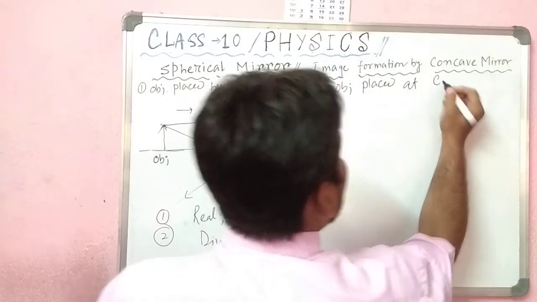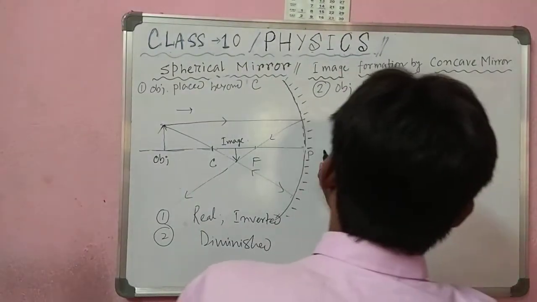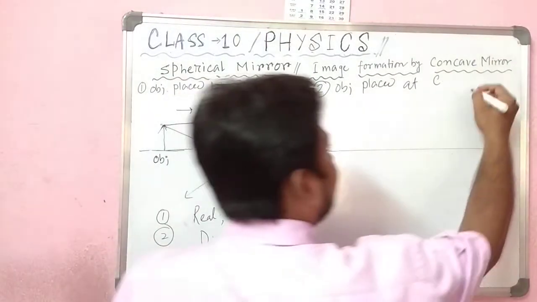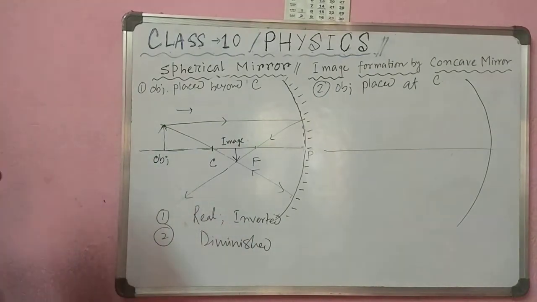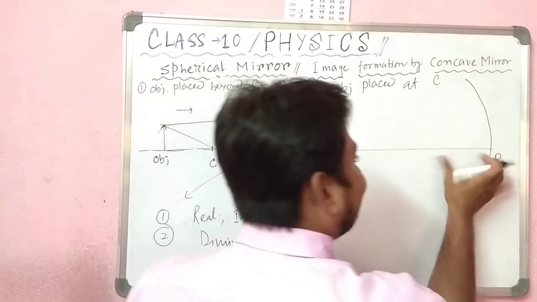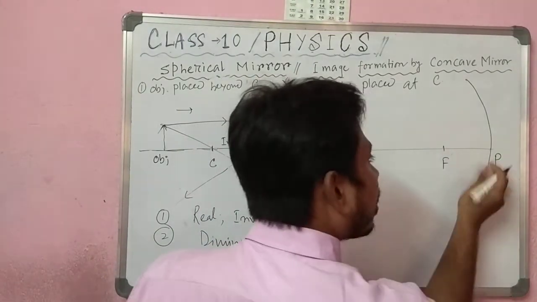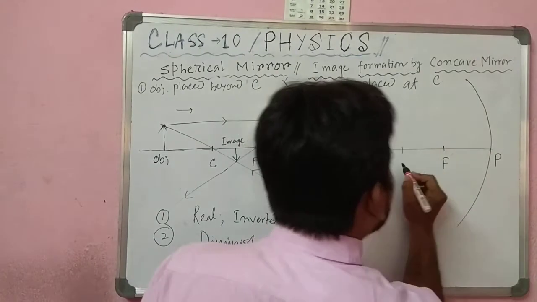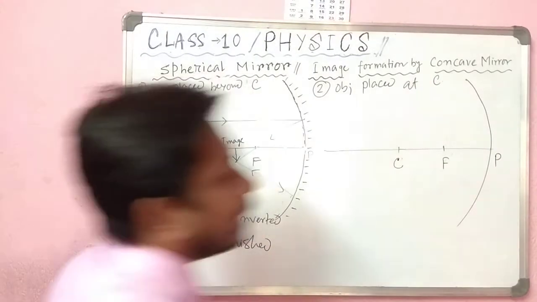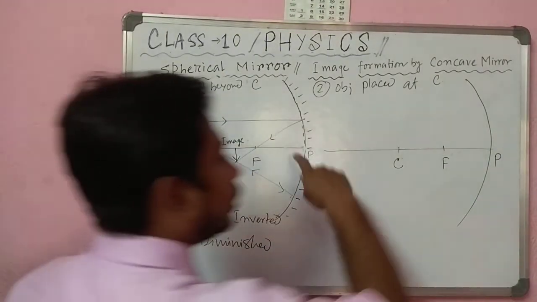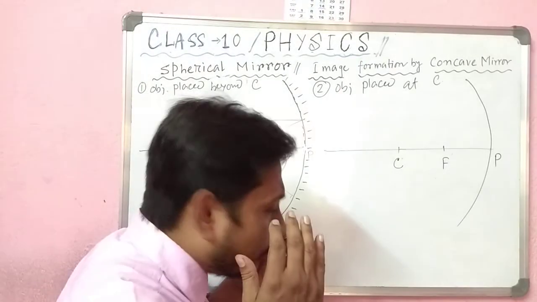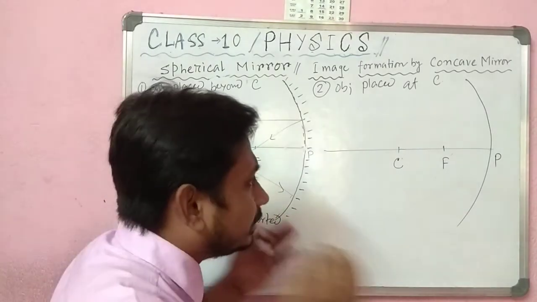at center of curvature. So first of all, you will draw a line which is called a principal axis, then a mirror. First draw the principal axis, then this is the pole, and take 2 centimeter distance for the focus, again take 2 centimeter distance for the center of curvature. Okay. Listen to the system of how to draw step by step.